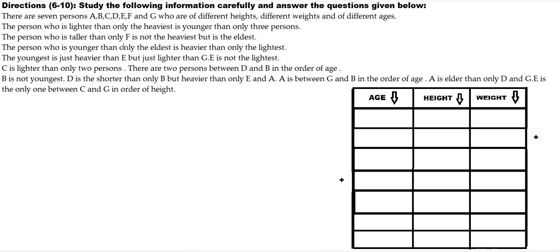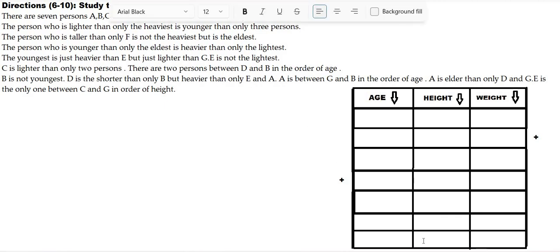The person who is taller than only F. It means that F is the shortest fellow. You can write F here. F is the shortest fellow. That's it. And we are talking about one person, the person who is taller than only F. So who is just above F. We are talking about that person.